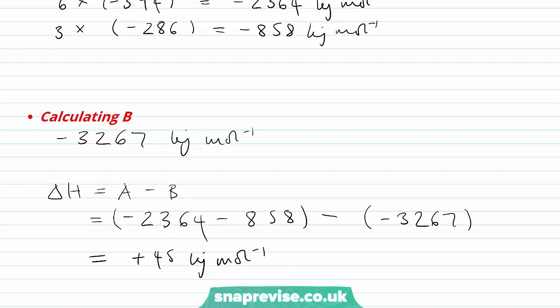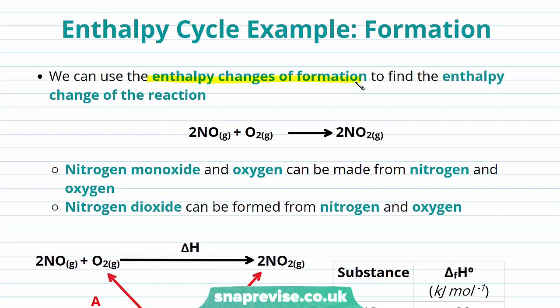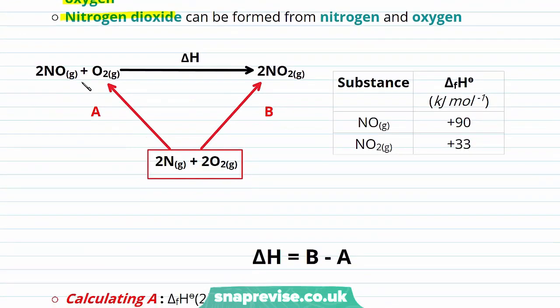So now I've had a look at enthalpy cycles using the enthalpy change of combustion. Let's have a look at those that use the enthalpy change of formation in order to find the enthalpy change of the reaction. We're going to look at the reaction forming nitrogen dioxide by reacting nitrogen monoxide with oxygen. Now, nitrogen monoxide and oxygen can both be made from nitrogen and oxygen, as can nitrogen dioxide, our product. So our enthalpy cycle will look something like this.